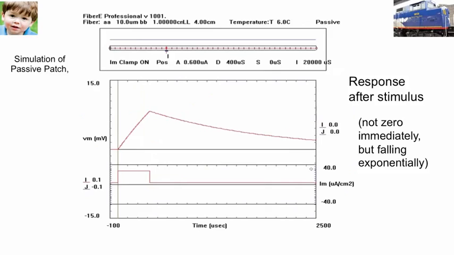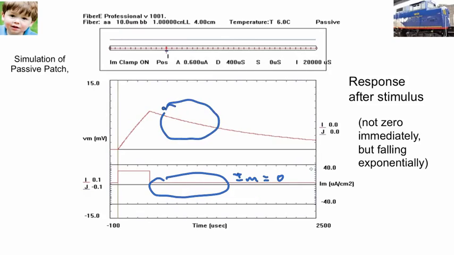Now let's think about the response after the stimulus is over. You would say, after the stimulus is over, then the stimulus current, as we see right here, is equal to 0. On the other hand, the voltage up here is not 0.